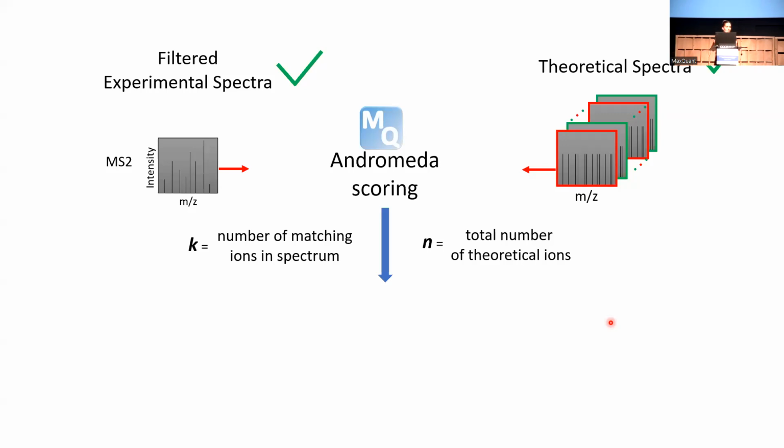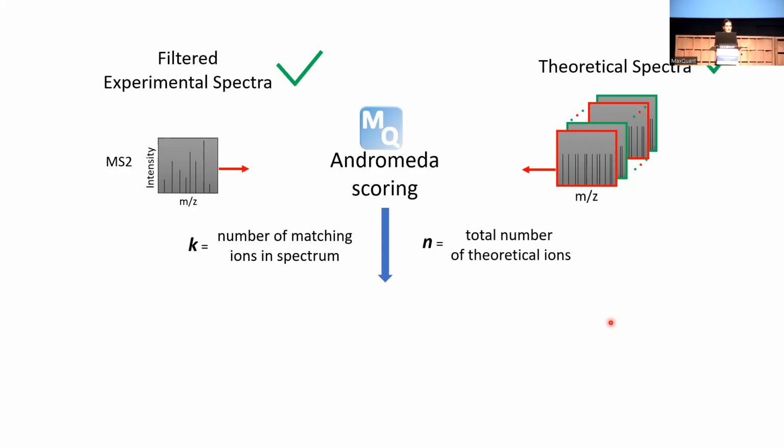So you should think that every time we are doing Andromeda scoring, we have one experimental spectrum and one theoretical spectrum, and we're comparing these two. When I say comparison, the first thing that we are doing is trying to see which peaks match to each other, of course with some match tolerance.